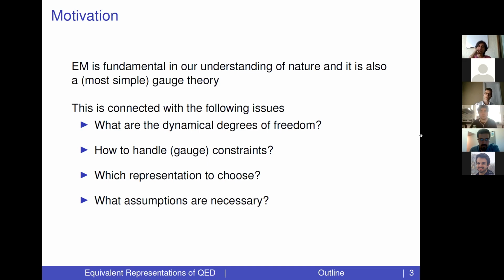And questions that are related to this are then: what are the dynamical degrees of freedom? How do we handle constraints, in particular related to gauge degrees of freedom? And because we have this freedom in our theory, how and which should we choose a representation? There are many different ways. For instance, we can work with a minimal coupling Hamiltonian, or we work with a multipolar expansion. And lastly, what are the assumptions that go into these different models and into the derivation of these models? And these are the overarching questions here.